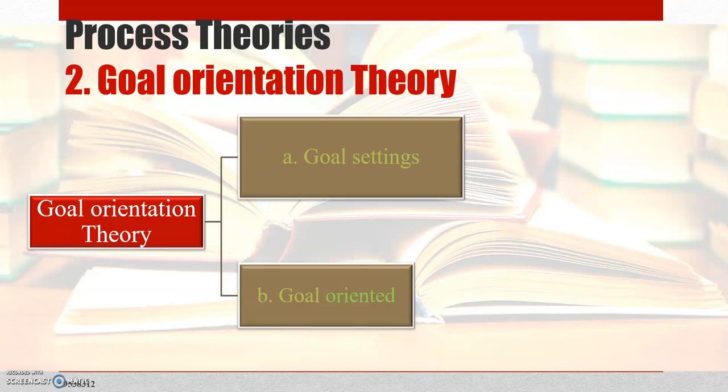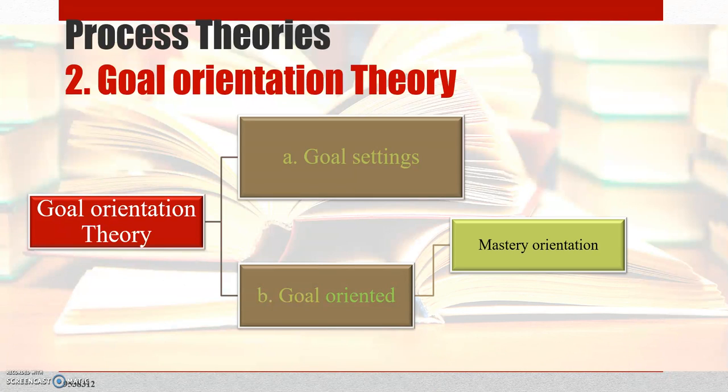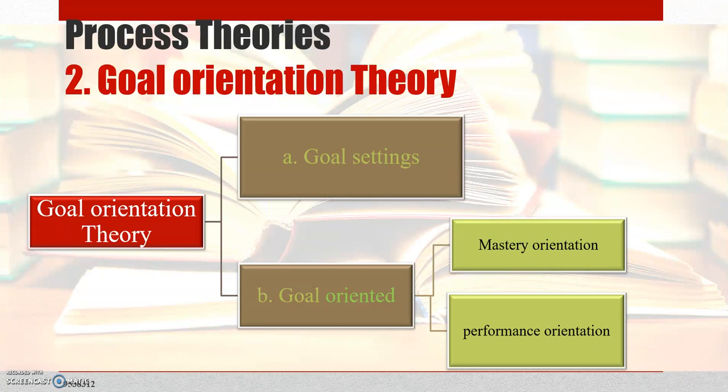The second type is the goal-oriented one, which also has two factors. The first factor is the mastery orientation, where effort will lead to success. And the second one is the performance orientation, of how goals will be achieved in addition to social recognition. They need to be recognized. So it's not only achieving goals, but they need to be appreciated by the whole environment around them.